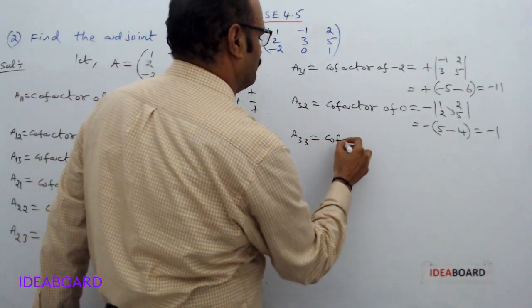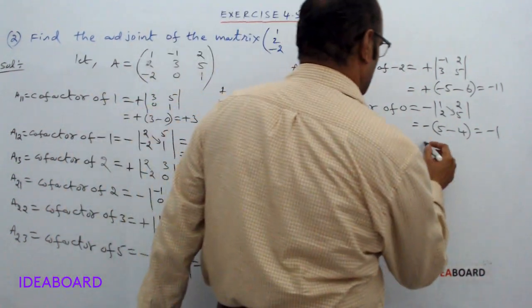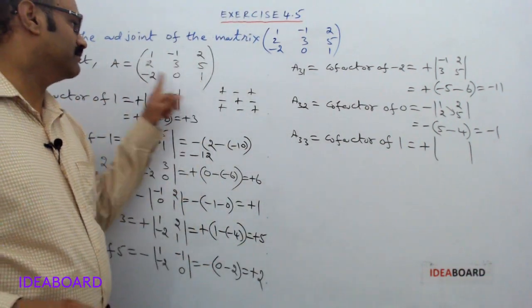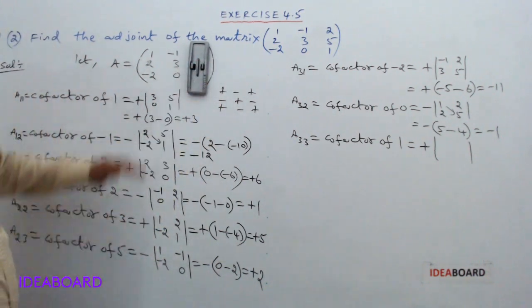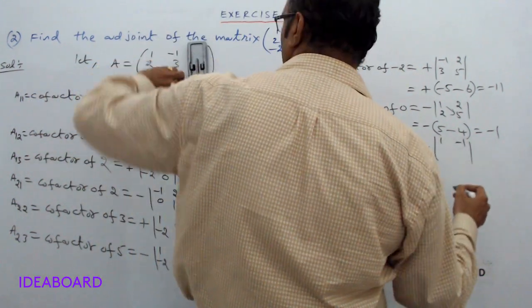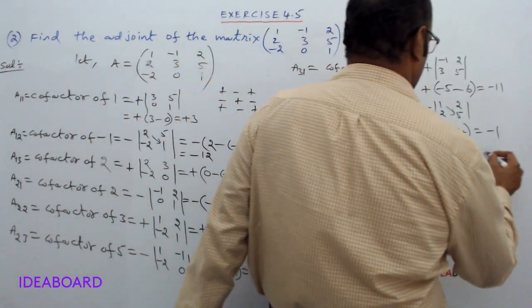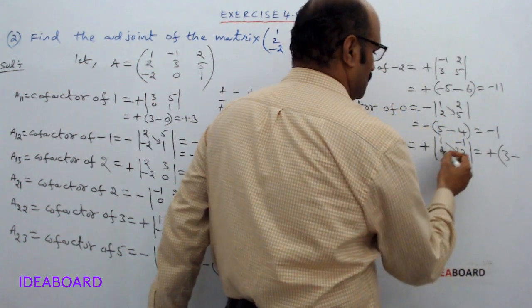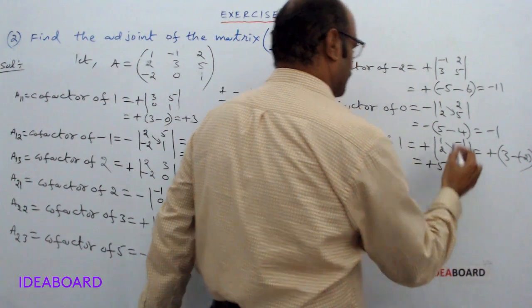Next, cofactor of 1, A33, equal to cofactor of 1 equal to plus into determinant of the element 1 lies in third row and third column. So close the third column and close the third row. Remaining elements we should write in a determinant 1 minus 1, 2, 3. So that it's equal to, we are having plus of 1 into 3, 3 minus 2 into minus 1 minus 2. So equal to plus 5.